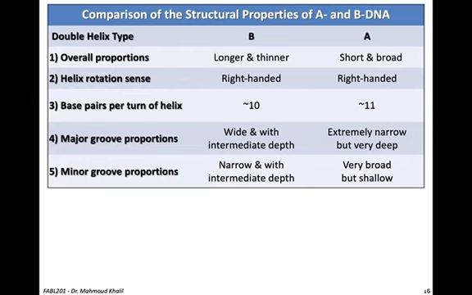So the overall proportion is different. Obviously, you have a short and broad A form, while the B form is longer and thinner. Both of them are right-handed. The base pairs per turn are around 10 in B and 11 in A. The major groove is wide with intermediate depth in B, while in the A form it is extremely narrow and very deep, and the minor groove also differs between B and A.